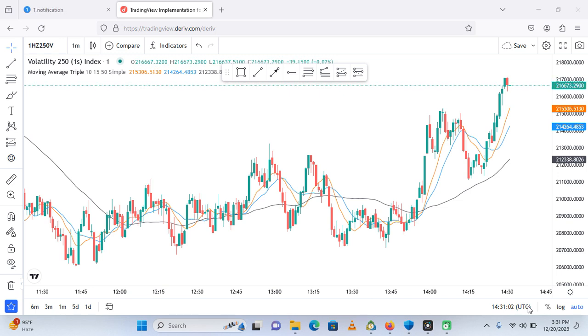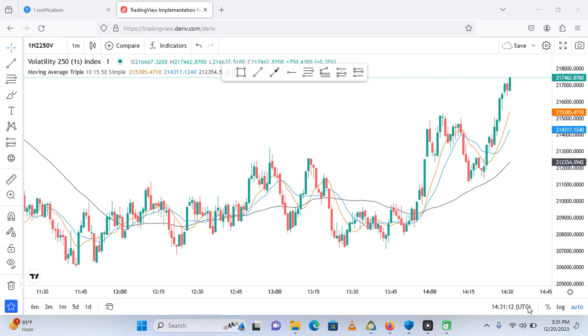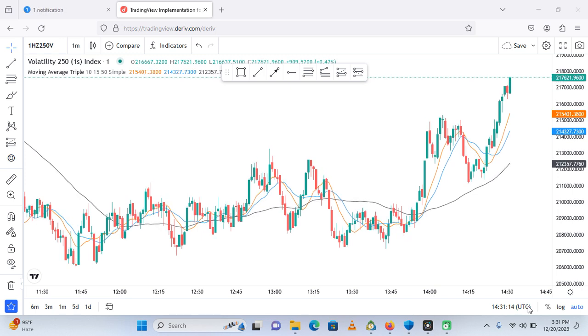Now, the moving averages that we're using here are moving average 10, moving average 15, and moving average 50. Simple, it's just a simple moving average. And our focus is Volatility 25 1s because of the volatility. Okay, so when you go to Volatility 25 1s, you see a crazy volatility.